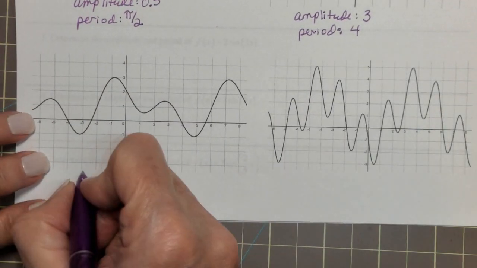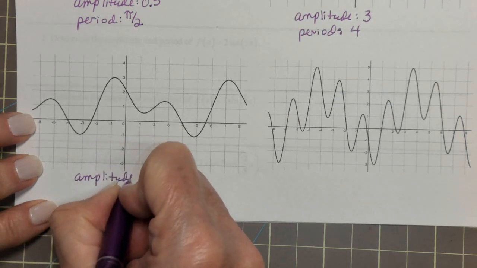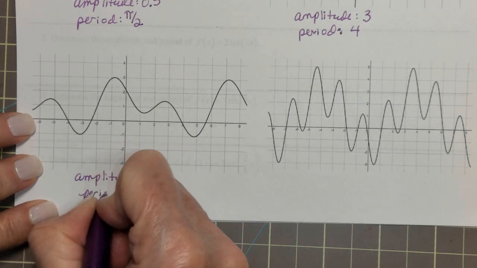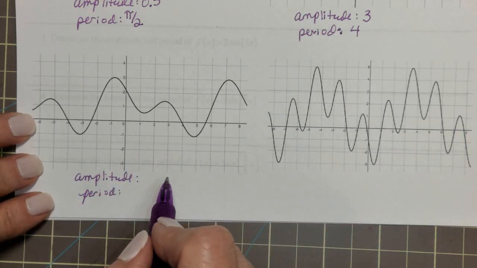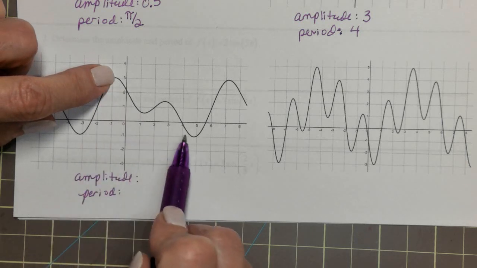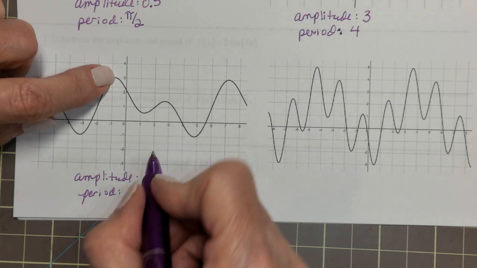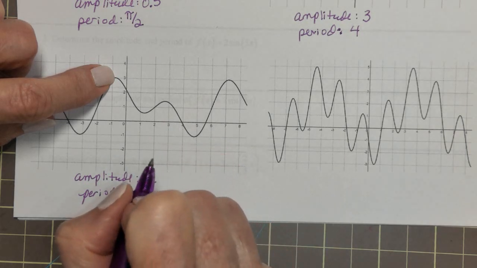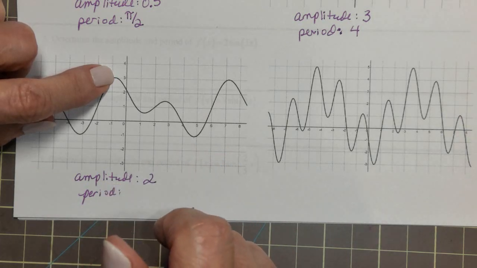Okay, what about this one? Amplitude. Where's the high? Well, the high is at 3. What's the low? The low is at negative 1. That distance is 4. Half of 4 is 2. Amplitude is always positive. Okay?